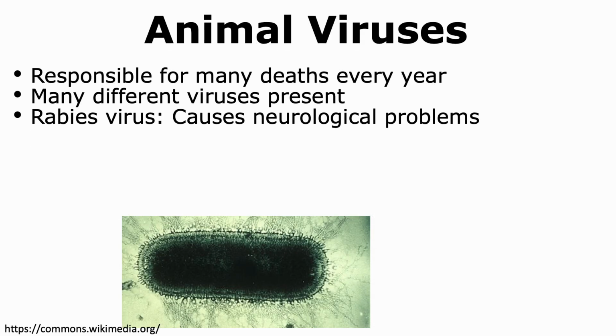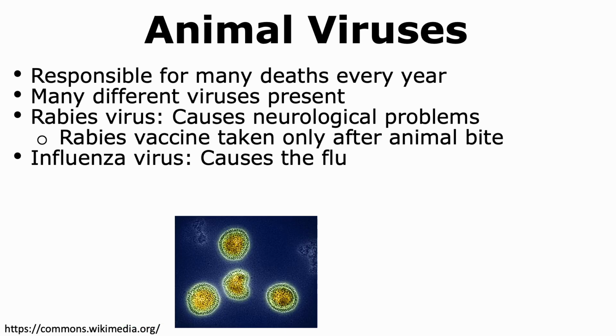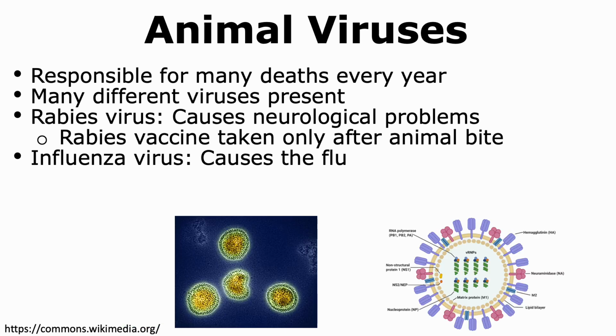The rabies virus causes the disease rabies, which results in many neurological problems and ultimately death. The rabies vaccine that is available is unusual because it has to be taken only after an individual is bitten by the animal. Hence, it is used for treatment purposes instead of prevention purposes. The influenza virus is known to cause the flu, and the influenza virus is actually a segmented virus. We have a vaccine against the influenza virus, but because the virus mutates so regularly and changes its genome, we have to take the vaccine every year.